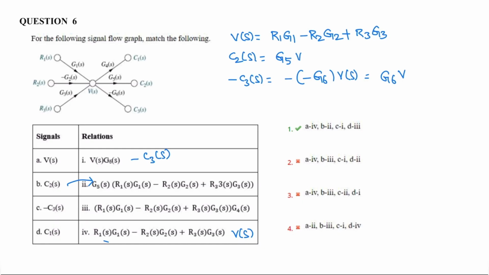C is 1. Next, D, C1 of s. From this signal flow graph, C1 of s is G4 into V of s. So that is G4 of s into V of s. So D is 3. The correct option is 1.